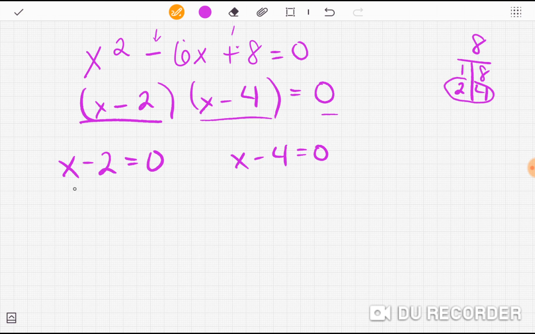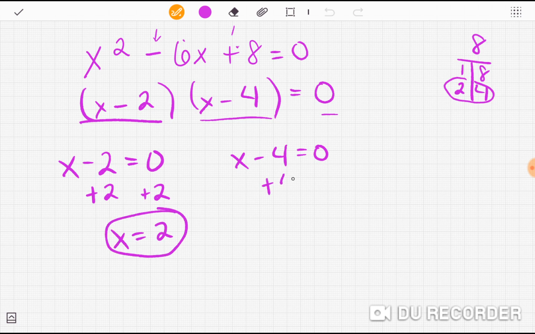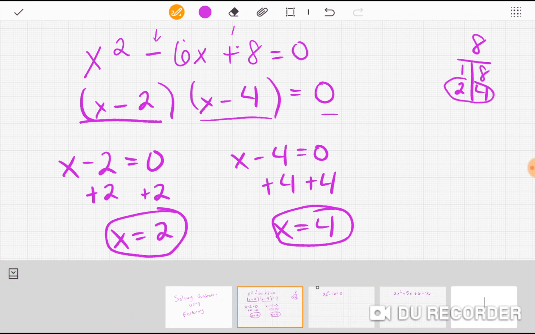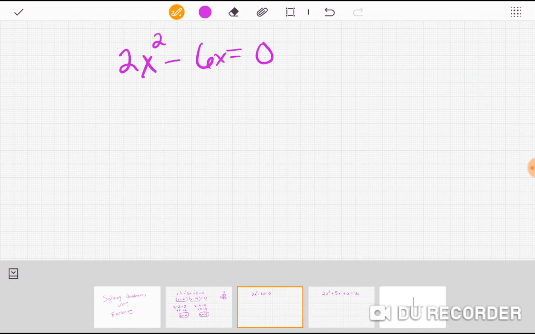Well, now we just have two one-step equations. So we have plus 2 on both sides, and we get x equals 2. And then we have plus 4 on both sides, and we have x equals 4. That's it. That's the whole problem. Okay? Let's go into a couple of different examples that you might see, because that's as easy as it's going to get.